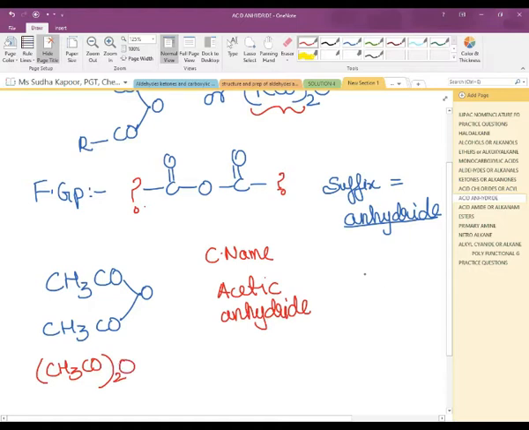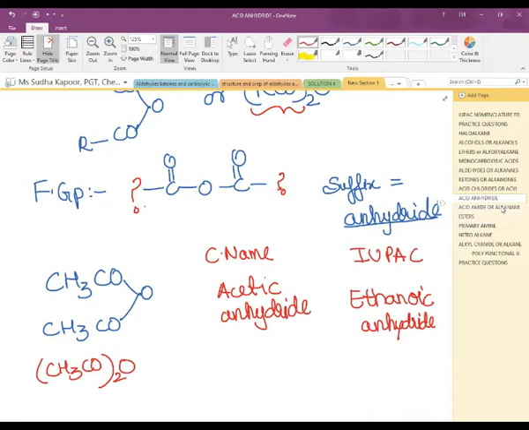But in the IUPAC system, it is known as ethanoic anhydride. It is obtained from ethanoic acid. So we have used the term ethanoic anhydride.